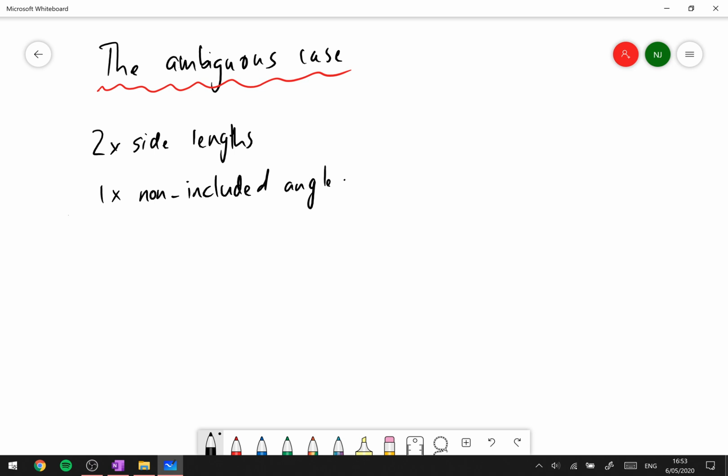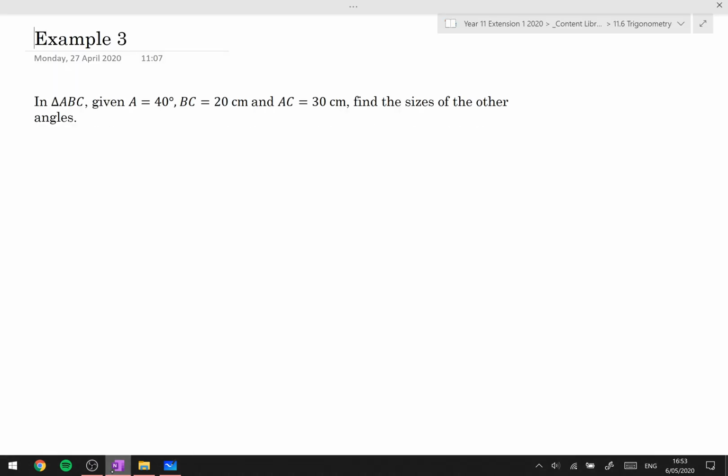If you've been given 2 side lengths and a non-included angle, however, then you need to actually have a think about what shape this is making. Okay, so we're going to jump into an example of this straight away. In triangle ABC, given that A is equal to 40 degrees, BC is equal to 20 centimeters, and AC is equal to 30 centimeters, find the sizes of the other angles. So that's finding angle B and angle C.